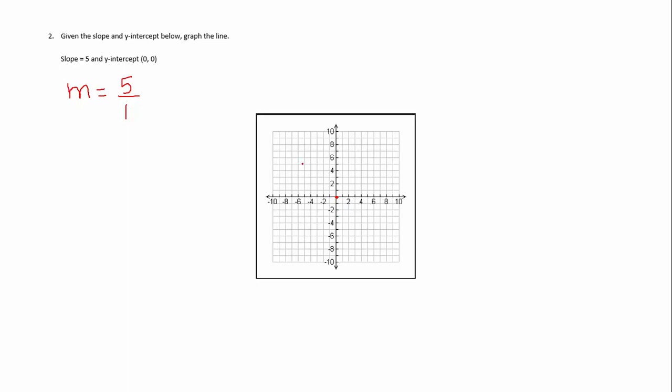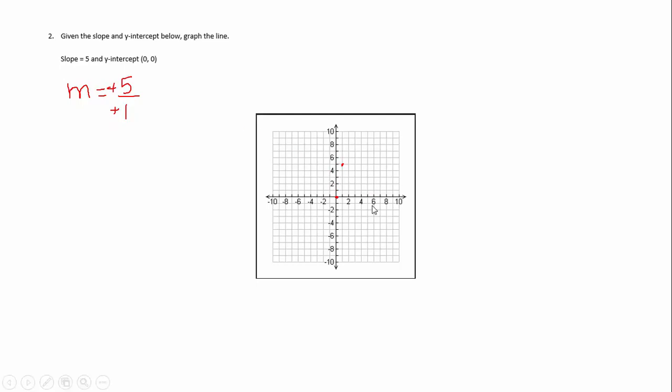So I'm going to go up 5, 1, 2, 3, 4, 5, and run 1. And this would be my second point. So I have 2 points I can graph. So notice here, from this point 0, 0, I'm going to rise because 5 is positive, as well as 1 is positive. So I go up 5, right 1.